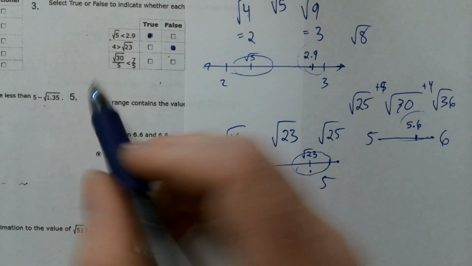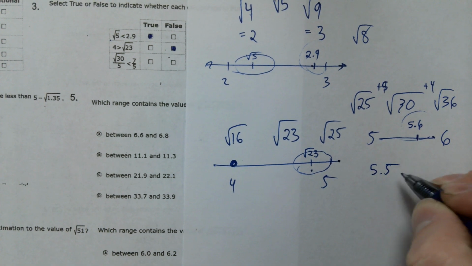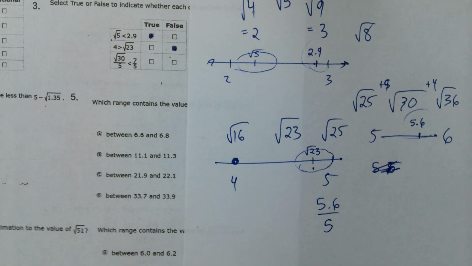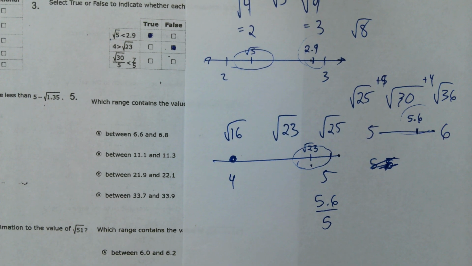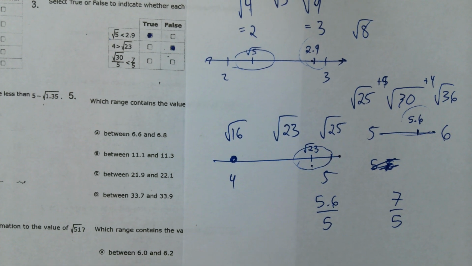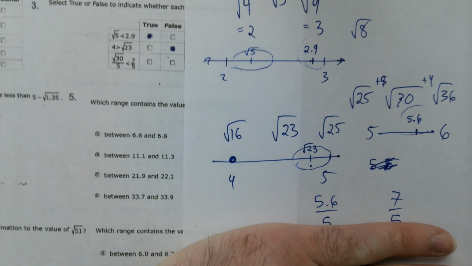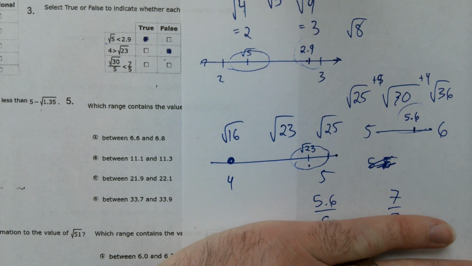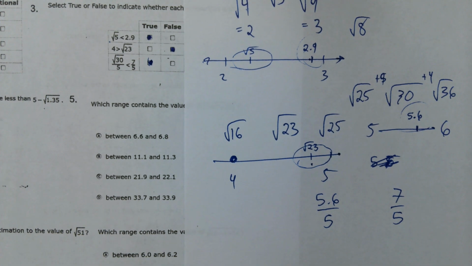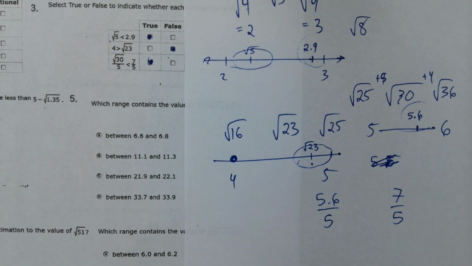Well, if I have 5.6 over 5, compared to 7 over 5, well, hey, those have the same denominator. I can just compare the tops. Which one's bigger, 7 or 5.6? 7. So that must be true. You guys picking up what I'm putting down?